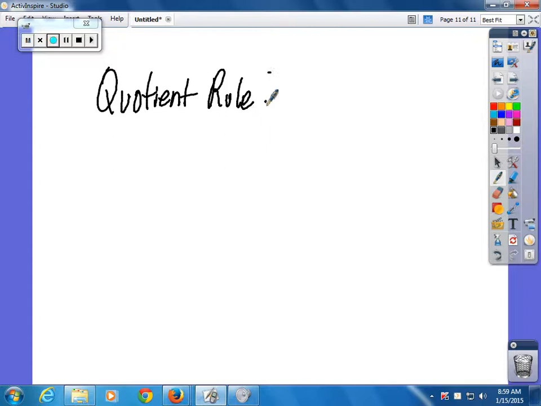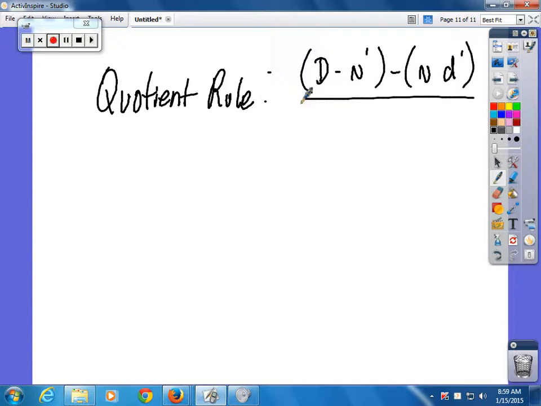And the quotient rule is denominator times numerator prime minus the what? Numerator times denominator prime over what? Denominator squared. There we go. So denominator times numerator prime minus numerator times denominator prime over denominator squared. Now, if you want to remember it the way they write it, you knock yourself out with it.